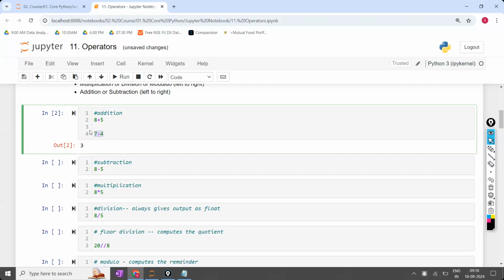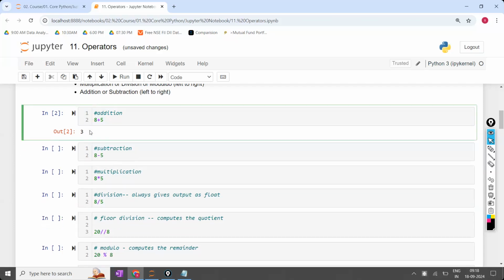So whichever is in the last line of the Jupyter notebook cell will be printed automatically without using the print statement. Without using the print function, it will print automatically whichever is in the last line of the Jupyter notebook cell.